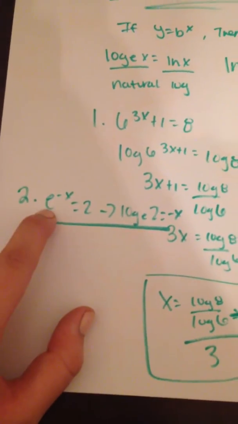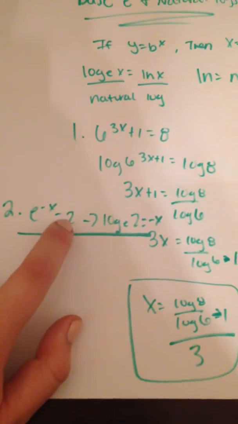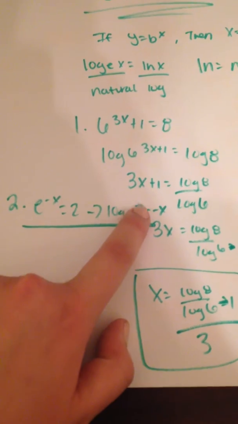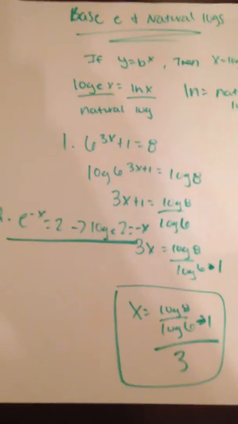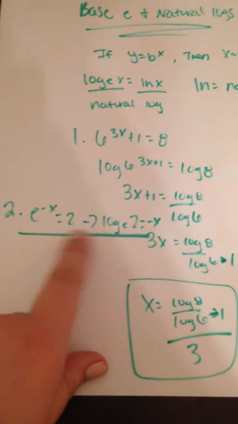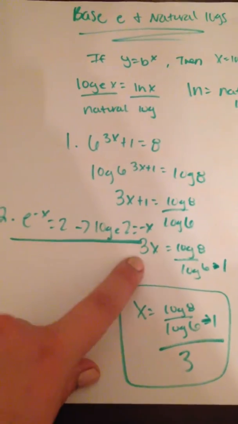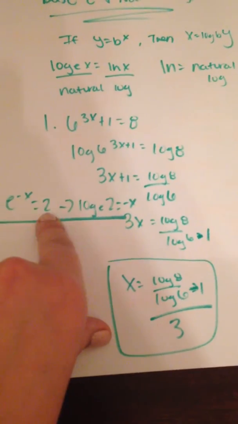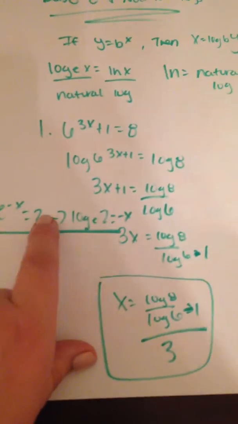So now you have e to the negative x equals 2, which translates into log base e of 2 equals negative x. You kind of just take the exponent and put it at the end when you put it into log form. And then the coefficient you have here, you always put after log. Like I said, you just kind of switch it all around. Exponents go at the end, and the coefficients go at the beginning.